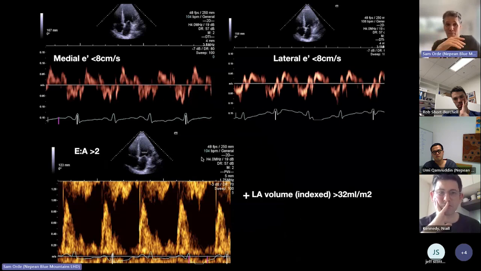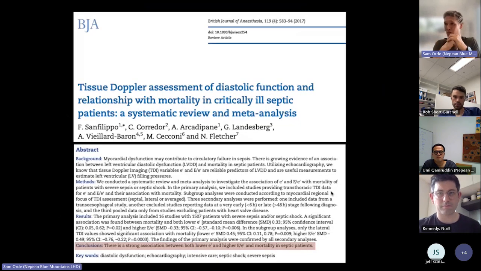We can see our medial E primes less than 8. We've got a lateral E prime that's less than 10. You've got an E to A ratio that's greater than 2, and you've got a big left atrium. And all of these things would point to the idea that you've got raised left ventricle end diastolic pressures from a septic cardiomyopathy.